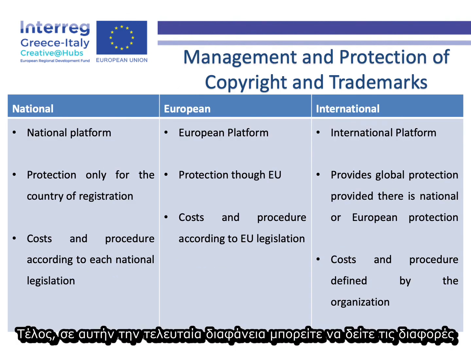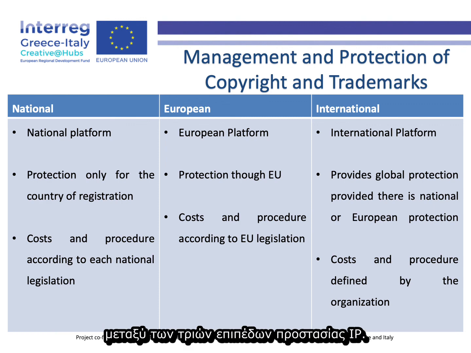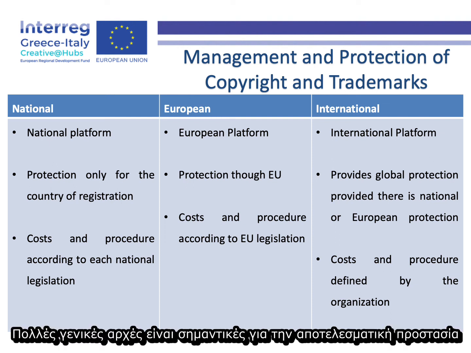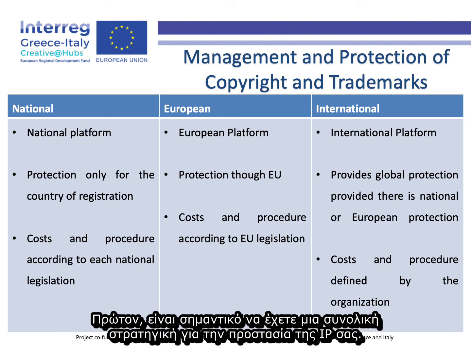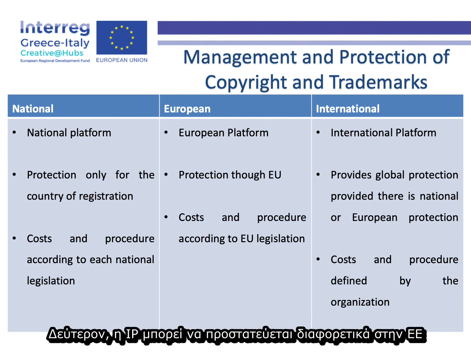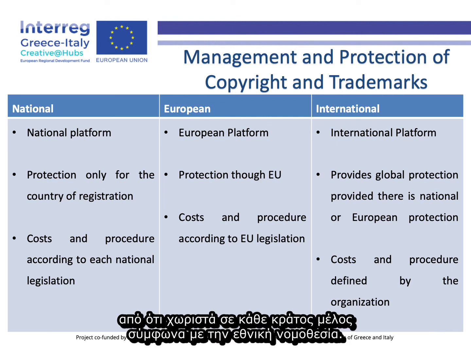Finally, in this last slide you can see the differences among the three levels of IP protection: national, European and international. Several general principles are important for effective protection of intellectual property rights in the EU. First, it is important to have an overall strategy to protect your IP. Second, IP may be protected differently in the EU than separately in each member state according to national law.